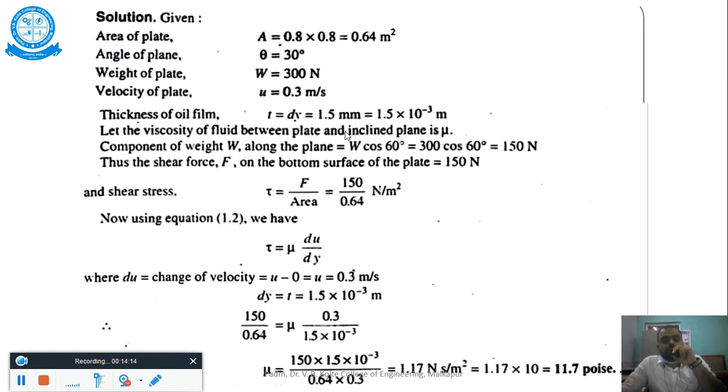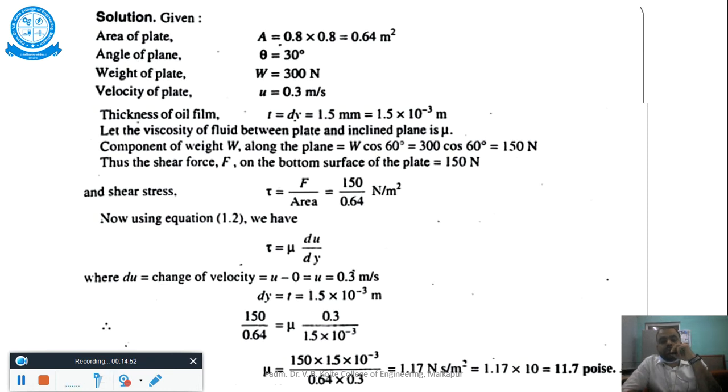So what will be the formula for shear stress? Tau is equal to force upon area. So force will be here the component of the inclined force, 150, divided by area 0.64 Newton per meter square. Now you have to use the equation, Newton's law of viscosity, that is nothing but tau is equal to mu into du by dy, where du will be the change in the velocity, means u minus 0, initial velocity 0, uniform velocity u is 0.3 meter per second. Dy, thickness, we already know, 1.5 multiplied by 10 raised to power minus 3 meter.